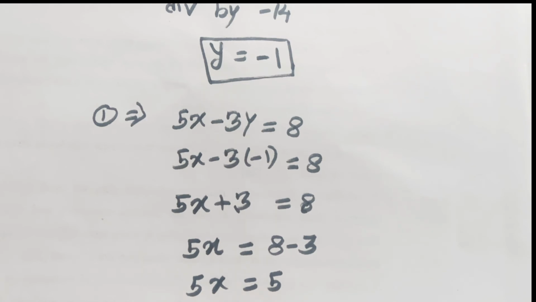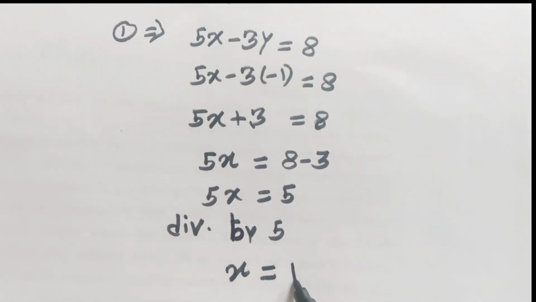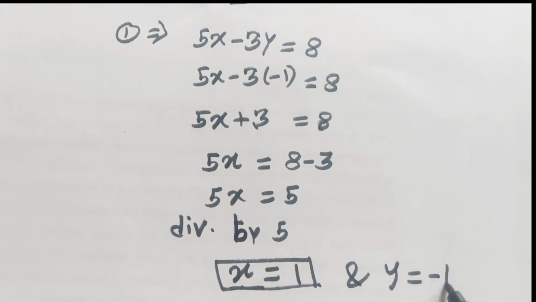Divide by 5 throughout the equation, then we get x equals 1. So the solution of the simultaneous equations is x equals 1 and y equals minus 1. This pair satisfies both equation 1 and equation 2.